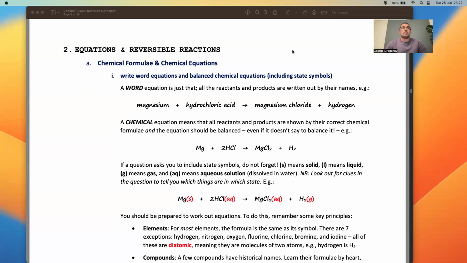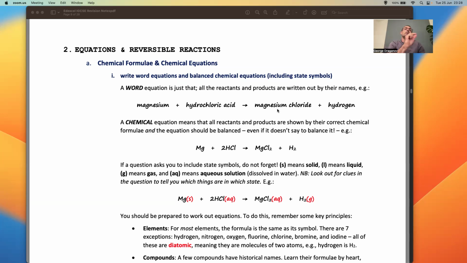This lesson is going to be focused on chemical equations and balancing equations. So you need to know how to write word equations, which means obviously using words. On the left-hand side, you have your reactants. Then you have an arrow, which in chemistry means equals. Then on the right-hand side, you have your products. So in this example, we have magnesium plus hydrochloric acid as the reactants, and magnesium chloride and hydrogen as the products.